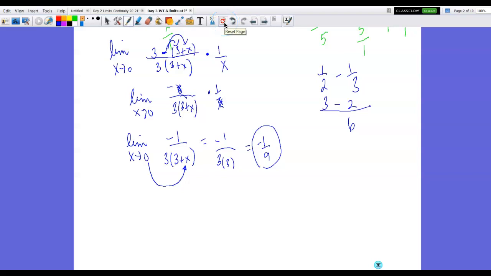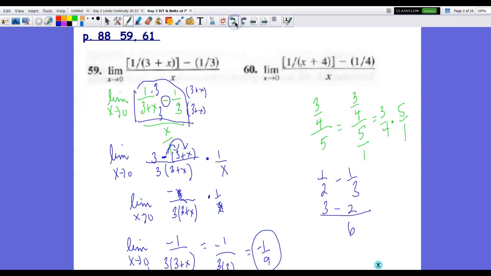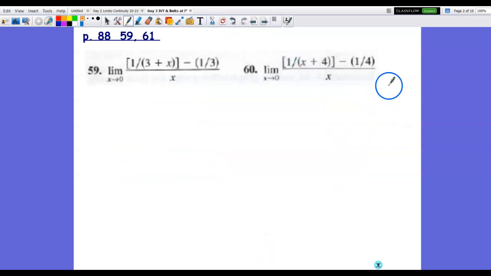So that's how you do that problem right there. All right, I'm going to clear the screen. I'm going to do a reset, and then I'm going to go back up to the top and do the next problem, which is pretty much the same problem with different numbers in it. Let's clear the annotations, and let's go to number 60.